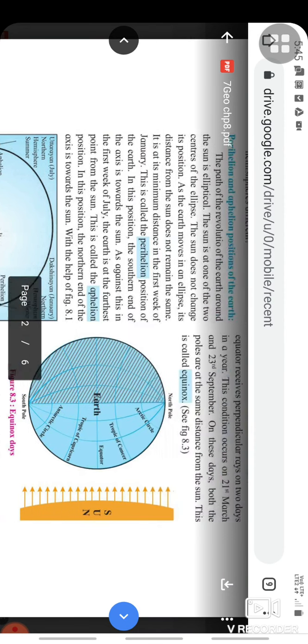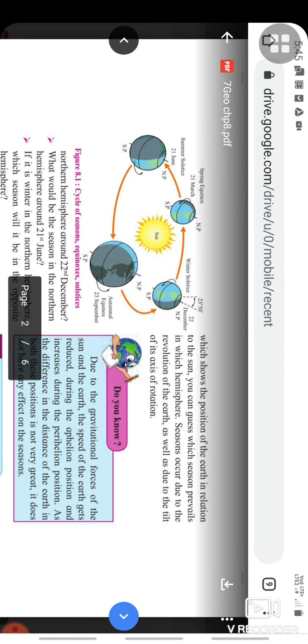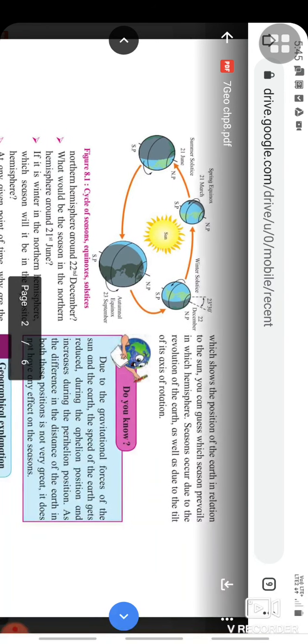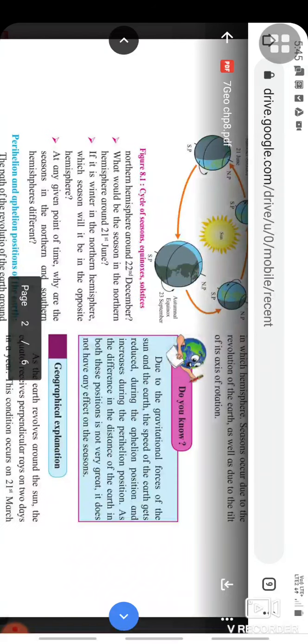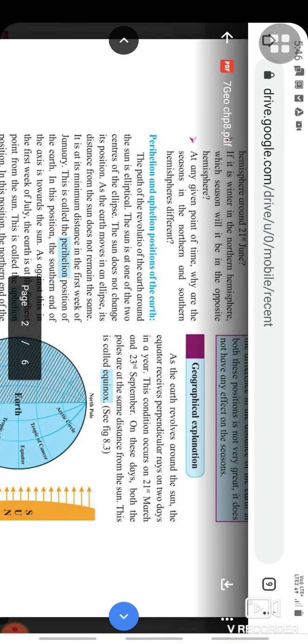With the help of figure 8.1, which shows the position of earth in relation to the sun, you can guess which season prevails in which hemisphere. Seasons occur due to the revolution of earth as well as due to the tilt of its axis of rotation. Do you know, due to gravitational forces of the sun and the earth, the speed of earth gets reduced during the aphelion position and increases during the perihelion position. As the difference in the distance of the earth in both these positions is not very great, it does not have any effect on the seasons.